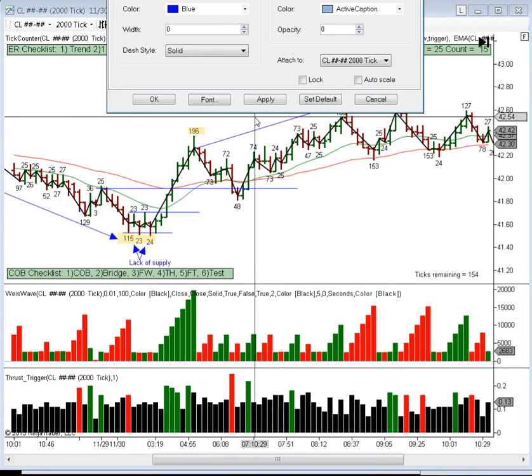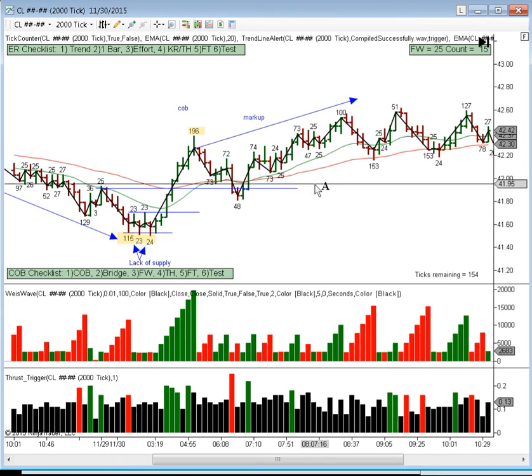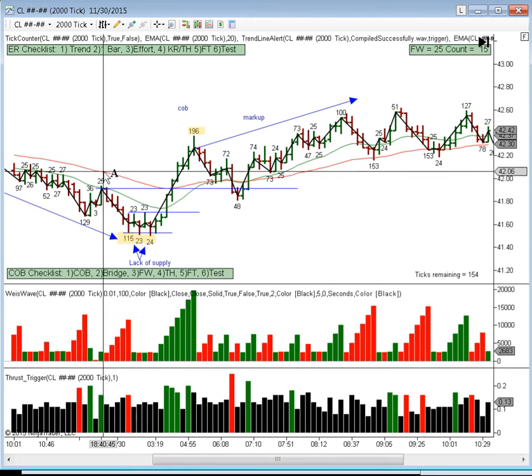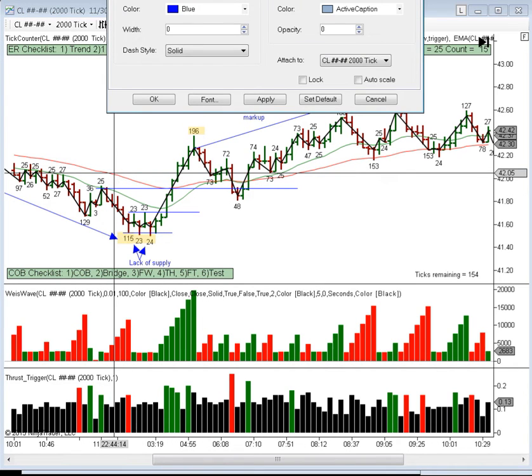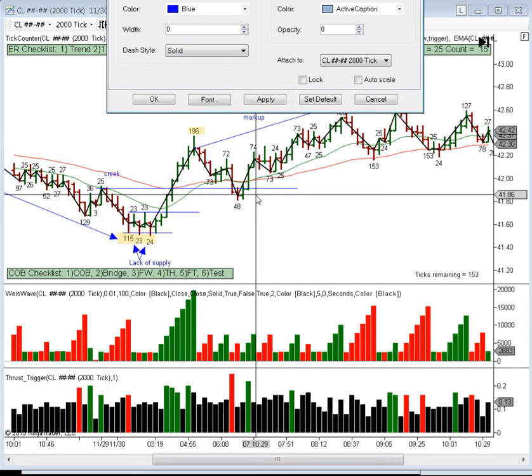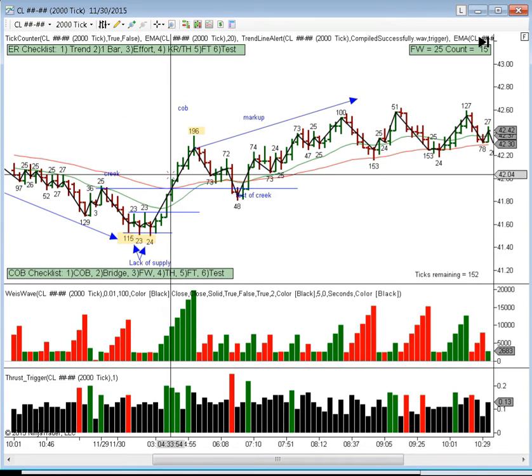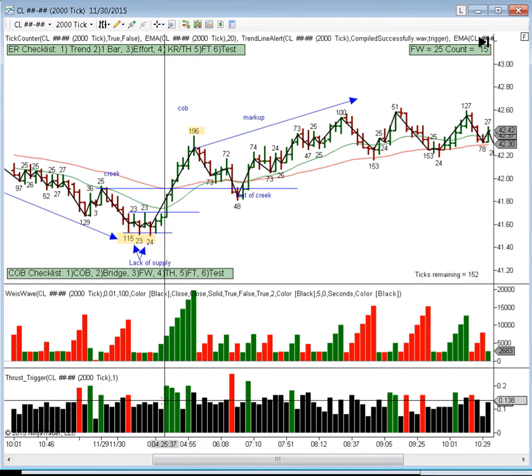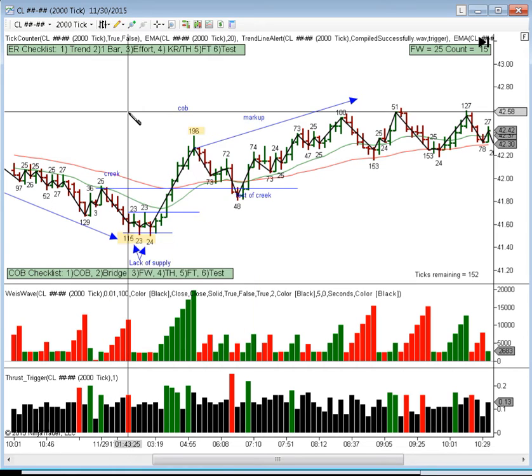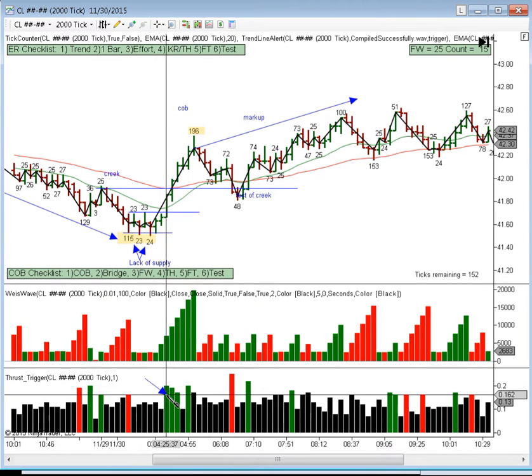Markup, creek, test of creek. By the way, it's really important to note that within this is high volume right here, as well as these green, green, green, green, but basically saying that these are big thrusts.